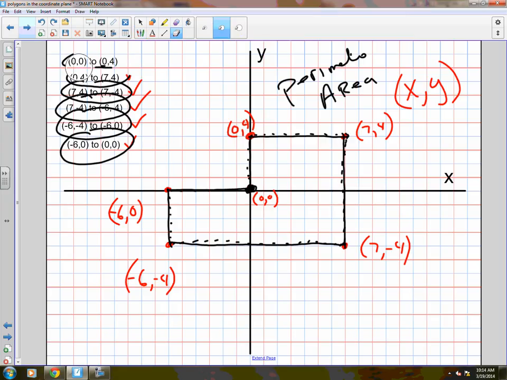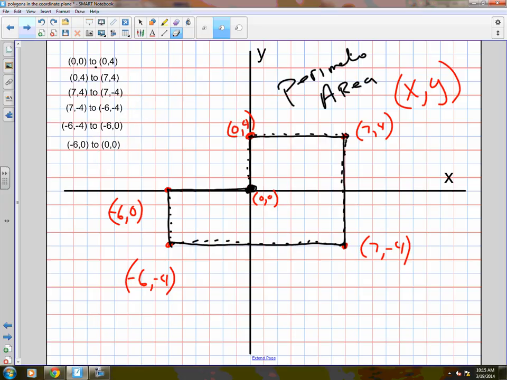We want to find the distance from all of these points here. And it's easy. Guess what you do? You count. So watch this. From here, 0, 4 to 7, 4. 1, 2, 3, 4, 5, 6, 7. How about that? This one, 1, 2, 3, 4. That's 4. This one was 7. Let's go down. 1, 2, 3, 4, 5, 6, 7, 8.